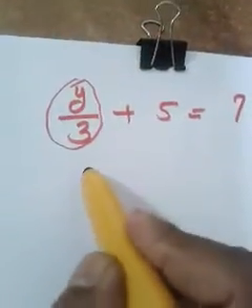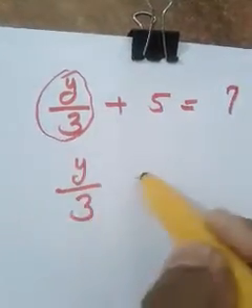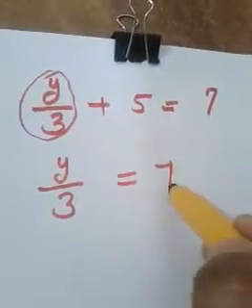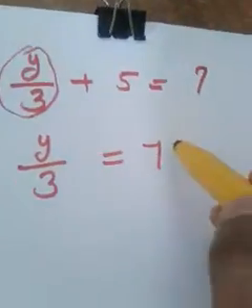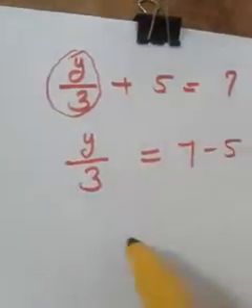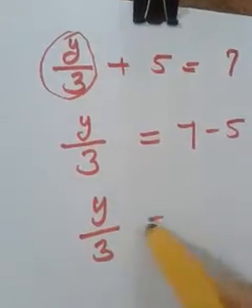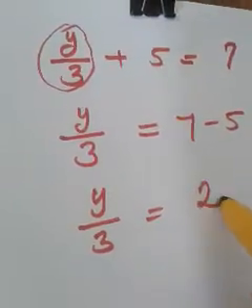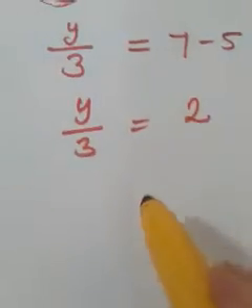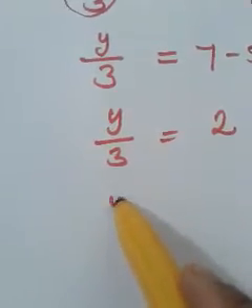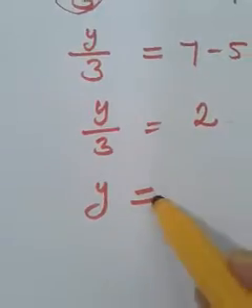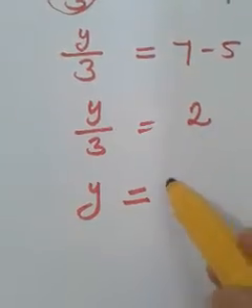What we have to do here: just maintain y by 3 on the left side as it is, and what is there on the right side? 7. Then take this plus 5 to the right side, it becomes minus 5. You may have understood, no? So it becomes y by 3 is equal to 7 minus 5, which is 2. Now it is the time to separate y. Make y on the left side, and 2 is there on the right side.